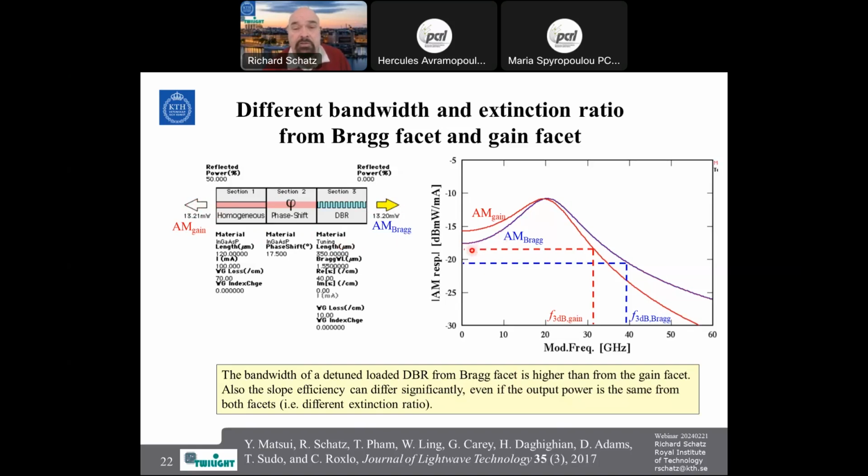From the Bragg side, you get higher bandwidth, but you also get lower slope efficiency and lower modulation efficiency. But together, you get much higher bandwidth due to this effect. So if you want really high bandwidth, you should take your signal out from the Bragg side of your laser, and then you can have an HR coating, a high reflective coating, on the gain side.